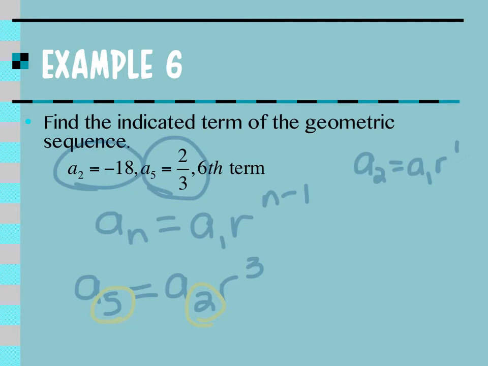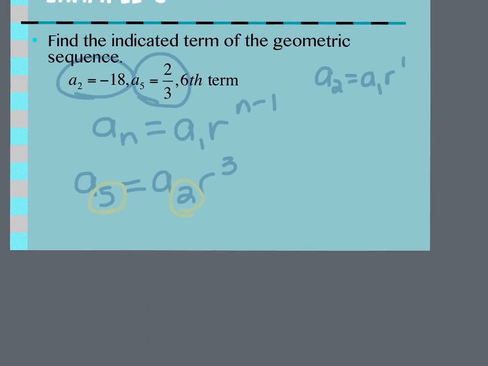So if I have a to the 5th on the left, then I would use a to the 2nd on the right, and then I would raise r to the power that is the difference of those two. So for this one, I'm going to use a sub 5 on the left, which is 2/3, equals a sub 2, which is negative 18, times r to the 3rd. And then I want to solve for r.